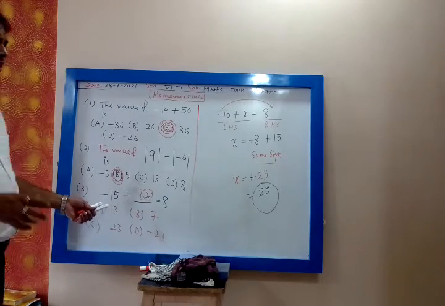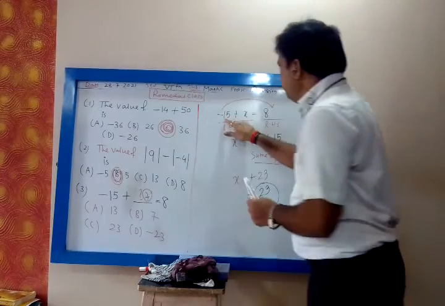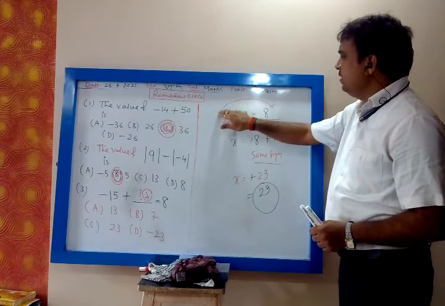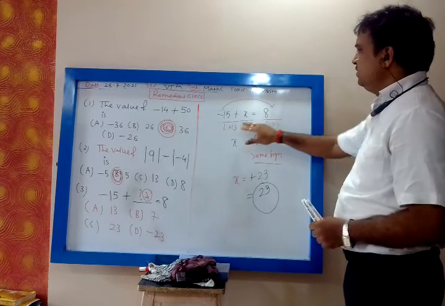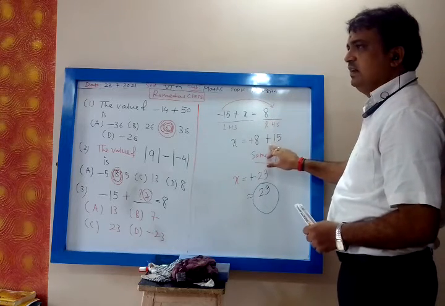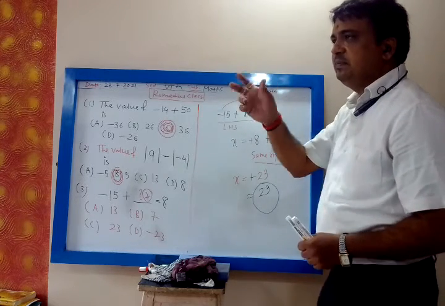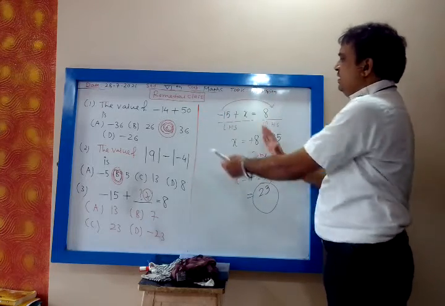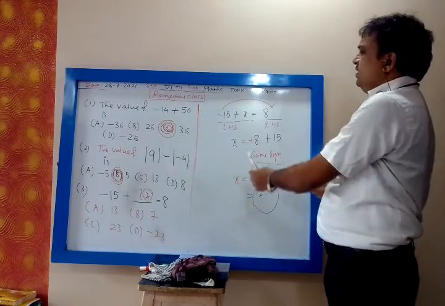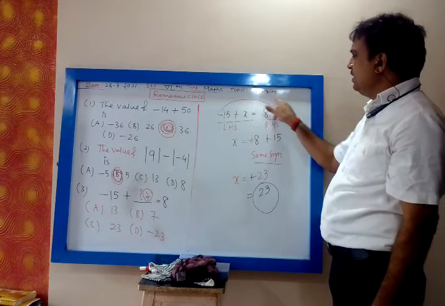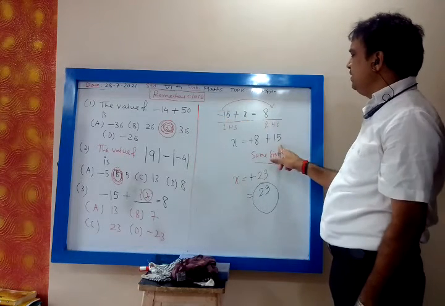Minus 15 I have written, my dear. But minus 15 is on the left hand side. That minus 15 I am taking to the right side, so minus 15 on the right hand side will become plus 15. Remember this, you will not take minus 15 only. Whenever you change the side, before equal to is the left hand side, after equal to is the right hand side. Minus 15 is on the left hand side. When you take minus 15 to the right hand side, it will become plus 15.